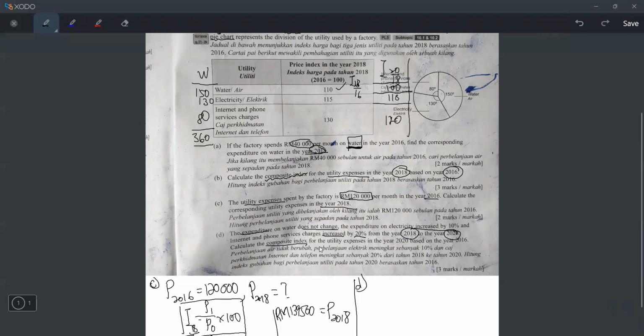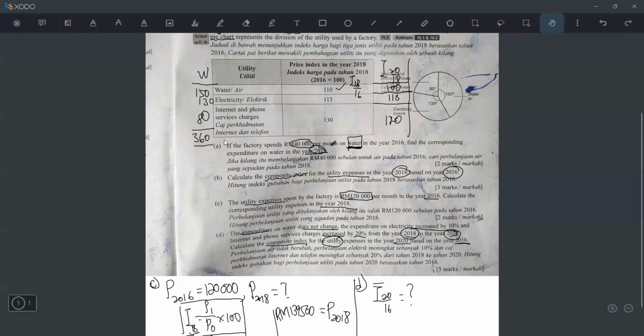And then they say calculate the composite index for the utility in the year 2020 based on 2016. So what do they want you to find? Composite index I for 2020 over 2016, so I'll write I 20 over 16 equals to question mark. So how do I do it? When you read the whole question, how many years do you see in one question? You see 3 years: 2020, 2018, 2016. When you see 3 years in one question, you have to draw a smiley face.